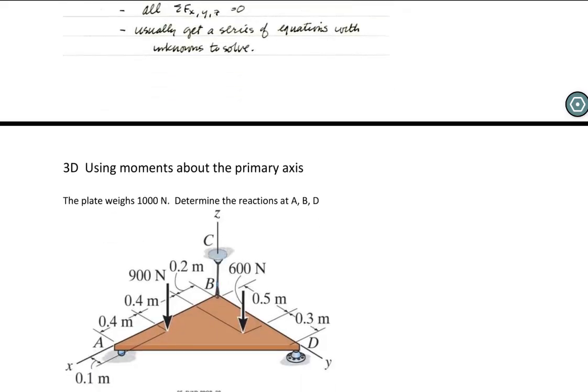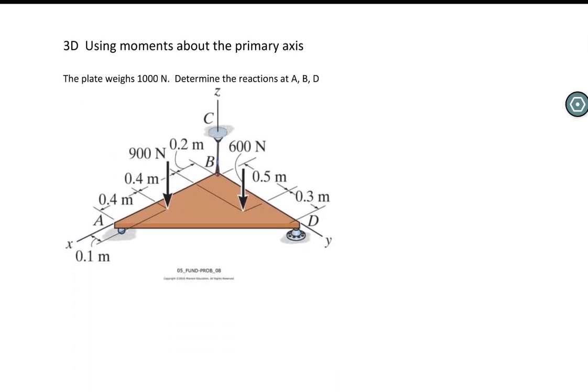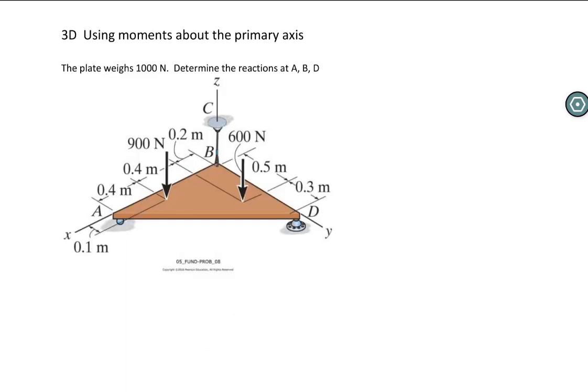We're going to start here with this little problem where we have a plate that weighs 1,000 newtons. It's a triangle plate, and we're going to try to find out the reactions. We're going to find out what happens at A and B and D. So look carefully at what's going on. The plate has some weight. There's a couple of forces applied. There's a string holding it up right here, and then there's 2 pins or 2 supports right there.